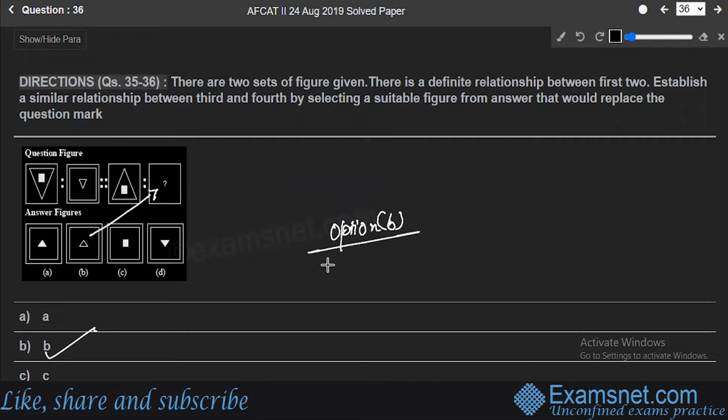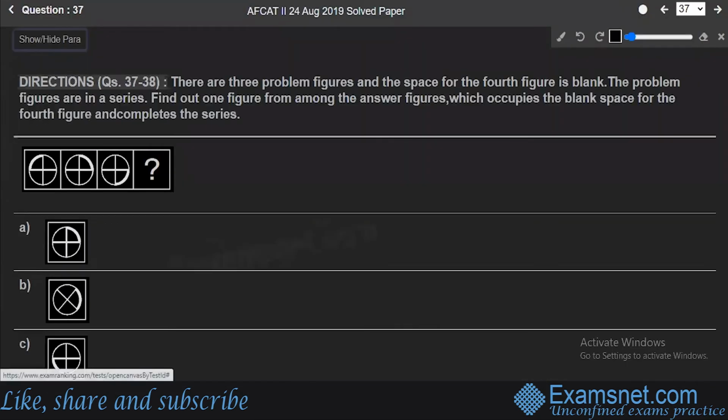Question number 37. This is question number 37. 37 and 38 will be based on this particular concept only. There are three problem figures and the space for the fourth figure is blank. The problem figures are in a series. You have to find out one figure among the answer figures which occupies the blank space for the fourth figure and completes the series. See, this one seems to be really easy.